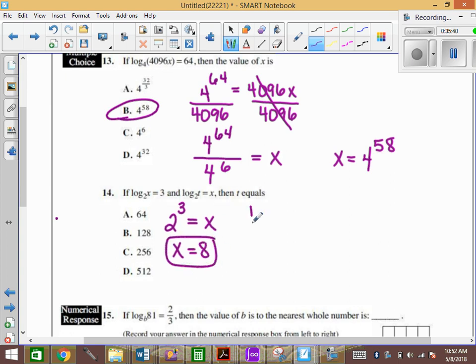Now I can use the second one. Log base 2 of t equals 8. Now I'm missing what's beside the log again. What can I do? Convert to exponential. So you get 2 to the 8 equals t.